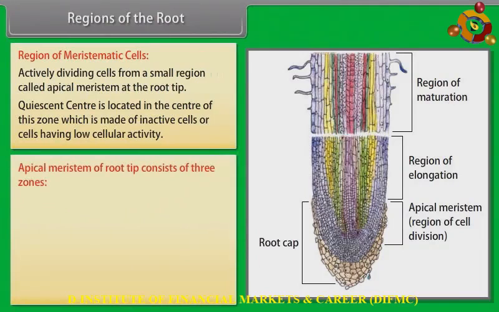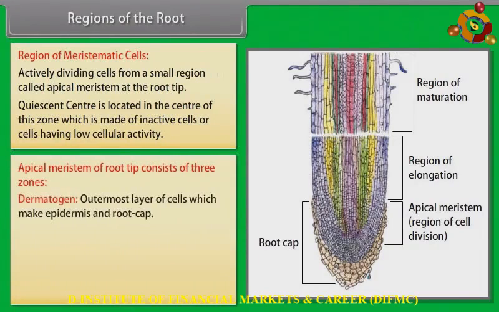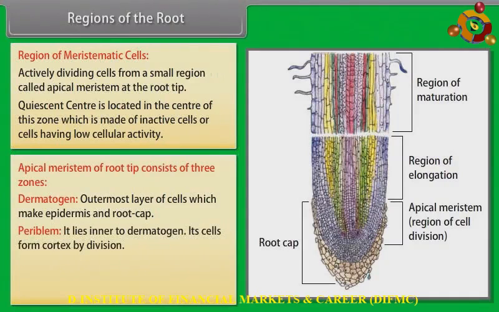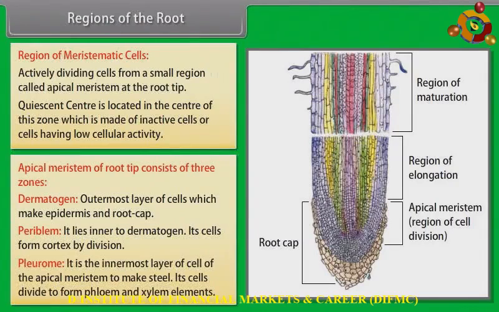Apical meristem of root tip consists of three zones: Dermatogen, the outermost layer of cells which make epidermis and root cap. Periblem, it lies inner to dermatogen. Its cells form cortex by division. Plerome. It is the innermost layer of cells of the apical meristem to make stele. Its cells divide to form phloem and xylem elements.